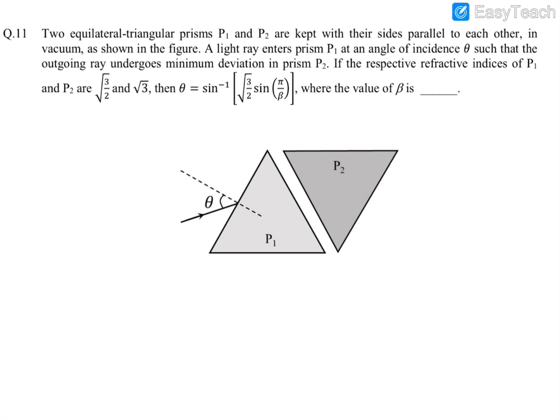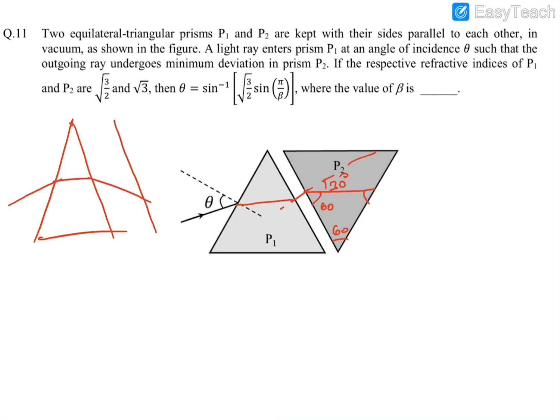So first of all, let us see that in the case of minimum deviation, this ray will go parallel to the base, and this is an equilateral triangle, so this is 60, this is 60, and this is 60, so this is 30. Let us suppose the angle of emergence through the second prism is E. So the angle at which the ray will emerge out of the second prism will be the same angle at which the ray will be entering the second prism. Okay, so let us suppose that this is E.